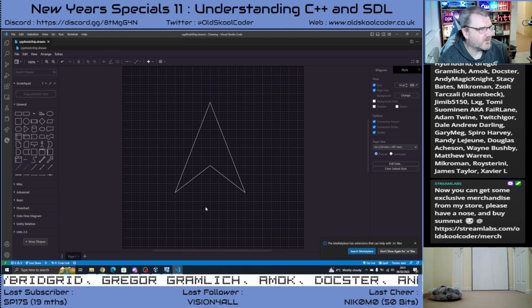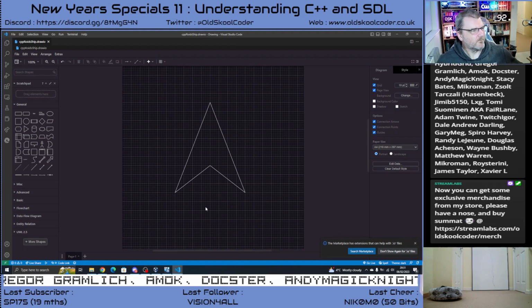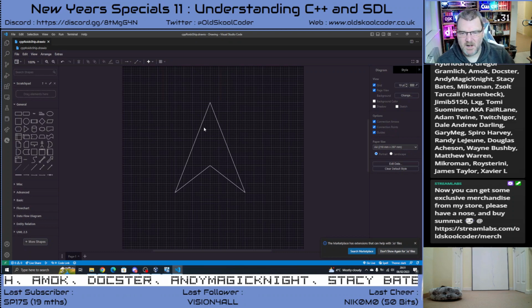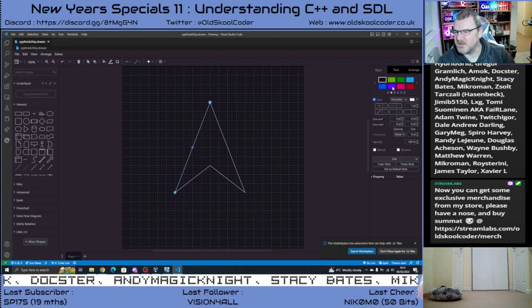Well, I think it's fit. I think it's got there. I think it's about to do it. Right, so this is how I was going to do it. So let's give it some colour. So let's do the ship in green lines.